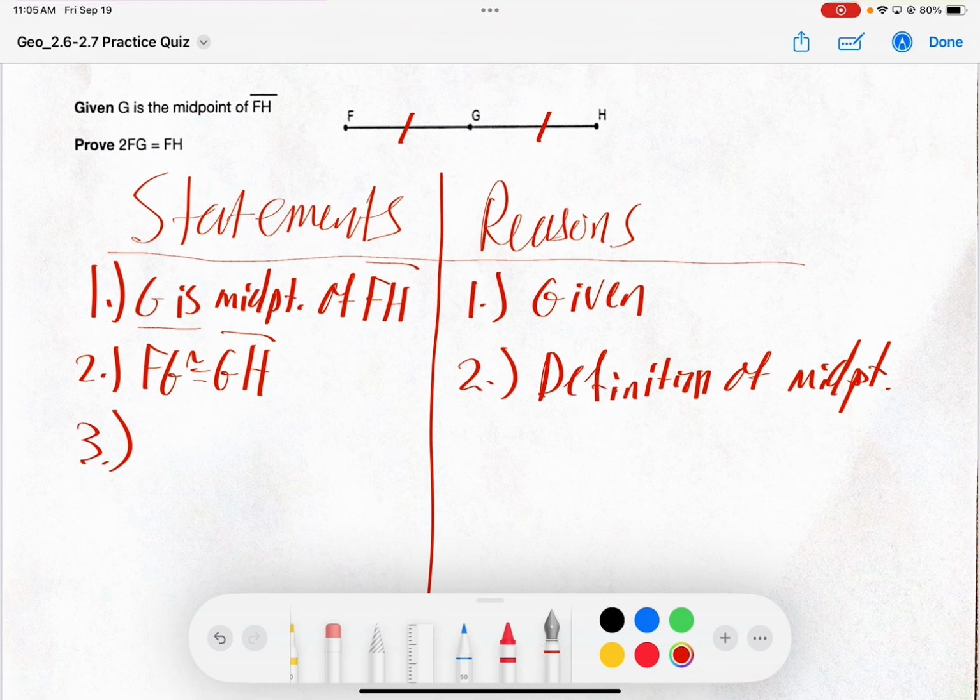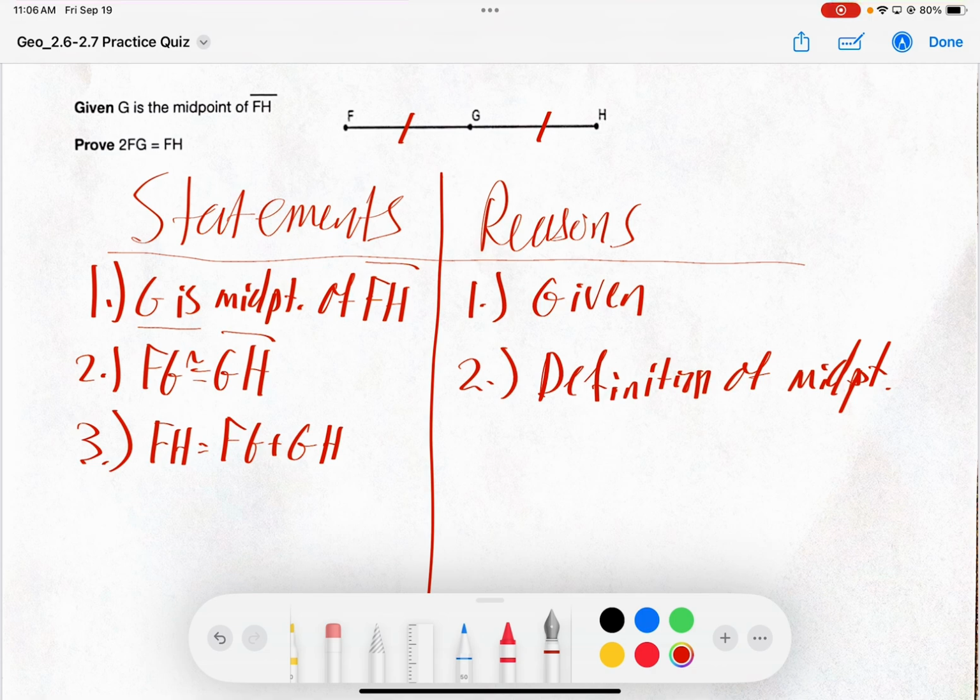Where should I go after that in my proof? I know that those two small segments are congruent to each other. I want to show that 2 times FG, 2 times the little guy, is equal to the big guy. What do you think I should do from there? Add what? What'd you say? Add FG plus GH equal FH and use segment addition postulate. I like it. Julia wants to use segment addition postulate. Let's do that. FH, I'm going to do it in a slightly different order than you did, but that's equal to FG plus GH. Great.